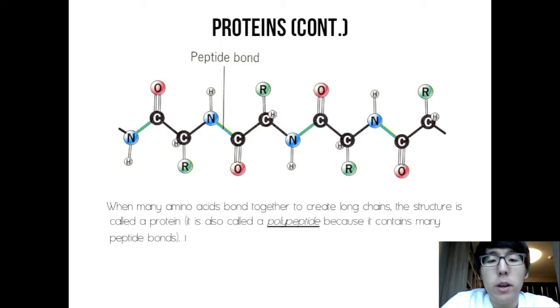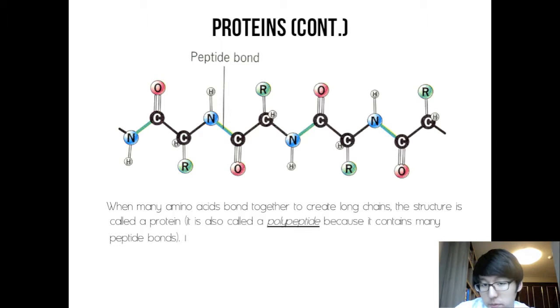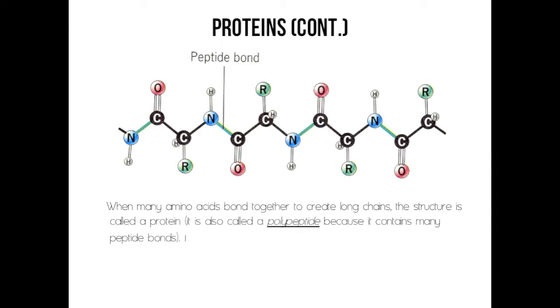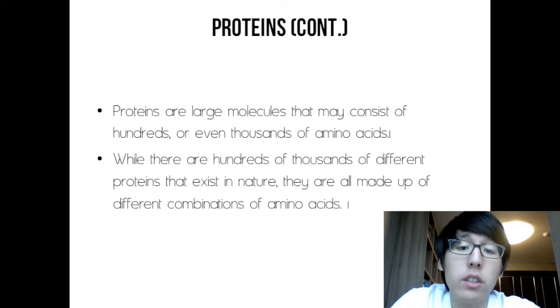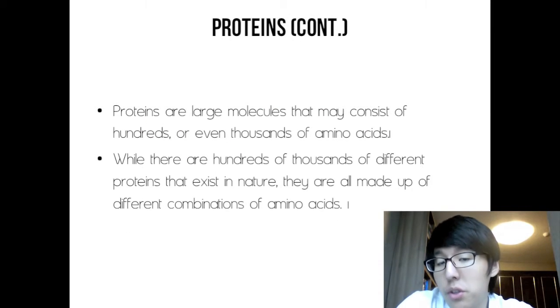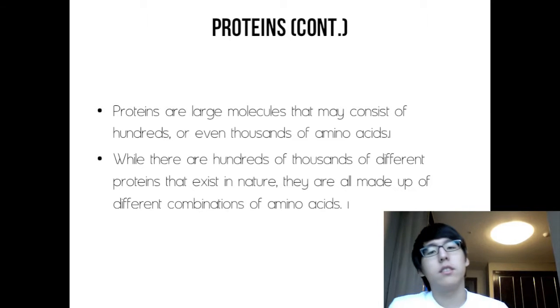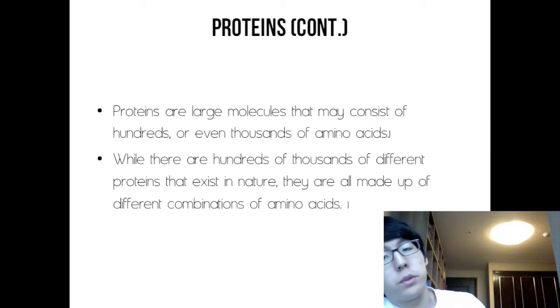When many amino acids bond together to create long chains, the structure is called a protein. It's also called a polypeptide because it contains many peptide bonds. And as the arrow suggests, the green and the black are called peptide bonds. Proteins are large molecules that may consist of hundreds or even thousands of amino acids. While there are hundreds of thousands of different proteins that exist in nature, they are also made up of different combinations of amino acids.